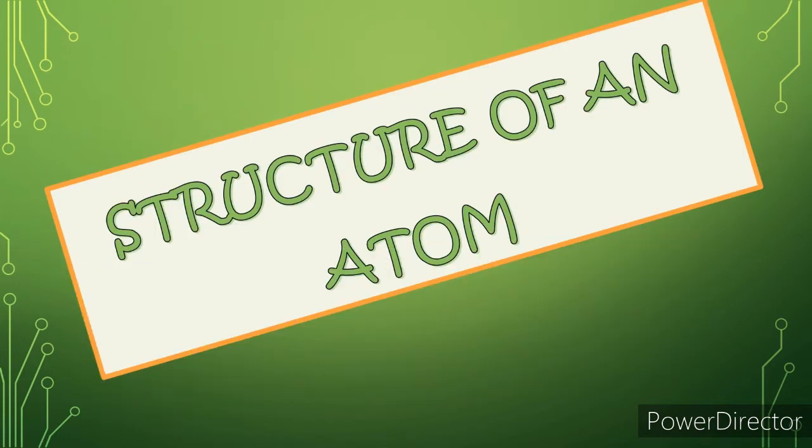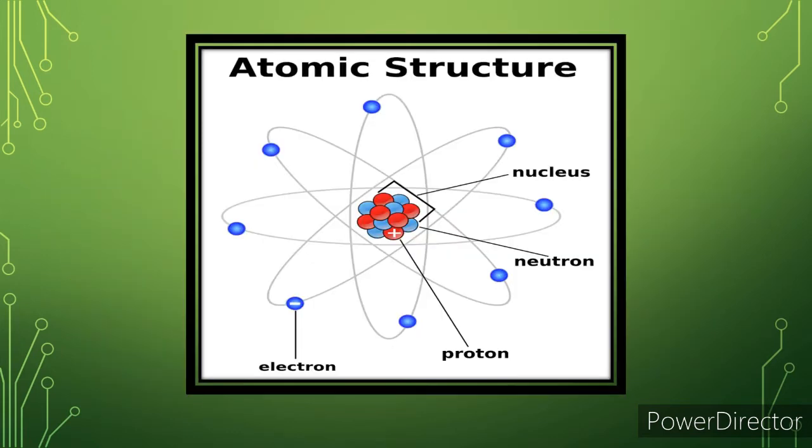Let's see the structure of an atom. This is the structure of the atom. Already I explained. There is the nucleus. Inside the nucleus we have protons and neutrons, and revolving around the nucleus we have electrons. They are revolving around the nucleus in fixed orbits, which are also called energy levels.